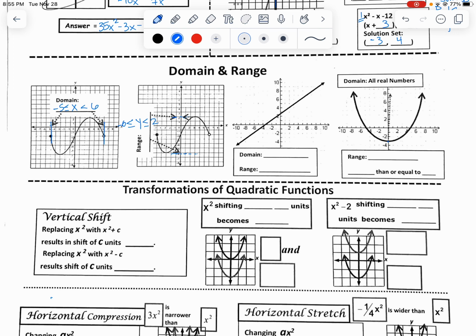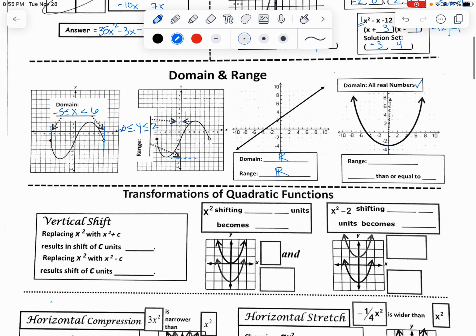Okay, for a line, the domain is all real numbers, the range is all real numbers. For a quadratic function or a parabola, the domain is all real numbers, and the range is all y values that are greater than or equal to 3. And again, if this were a maximum, it would be all y values that are less than or equal to 3 if the parabola was flipped upside down.